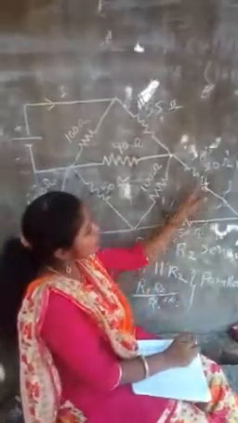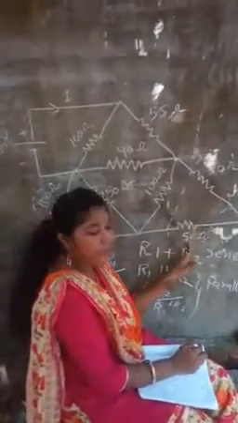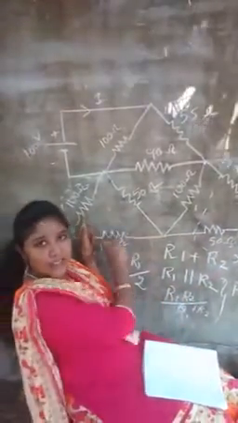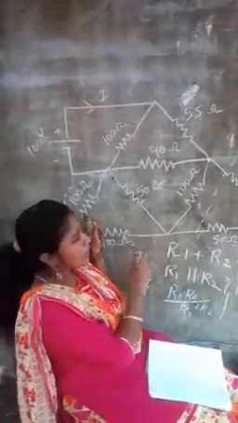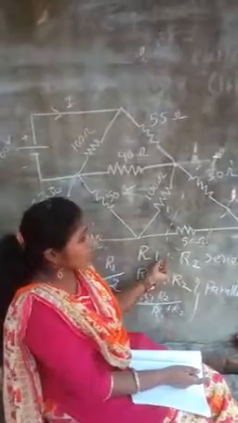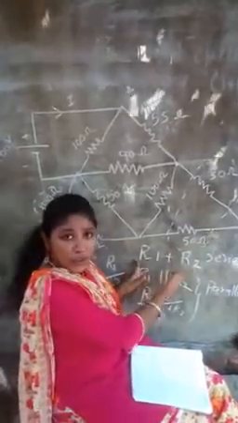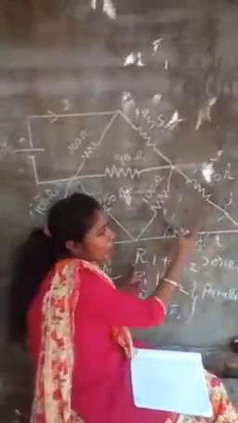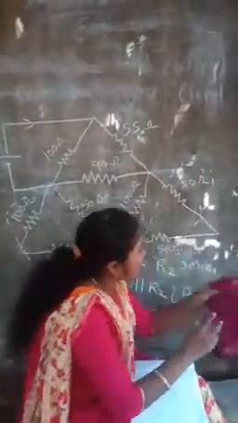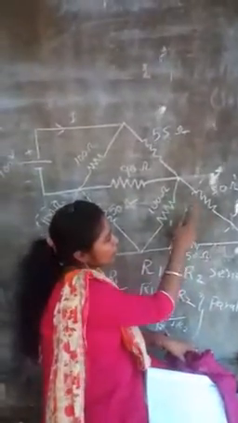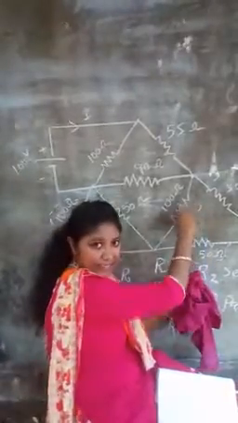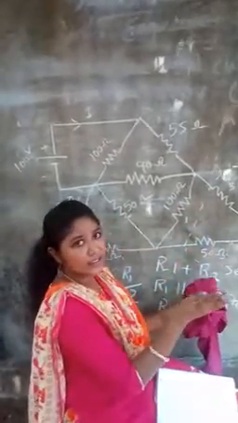Now this 50 ohm resistance and this 50 ohm resistance are connected in series. Similarly, these two resistances are also connected in series. What is the condition when both resistances are in series? We have to add both resistances. 50 plus 50 is 100 ohm. So you can make changes here. You have to draw another circuit. I will make changes in this circuit. You have to draw a separate diagram for this.